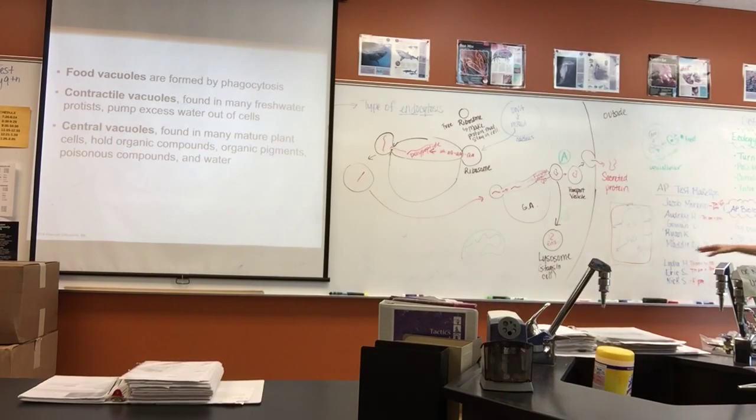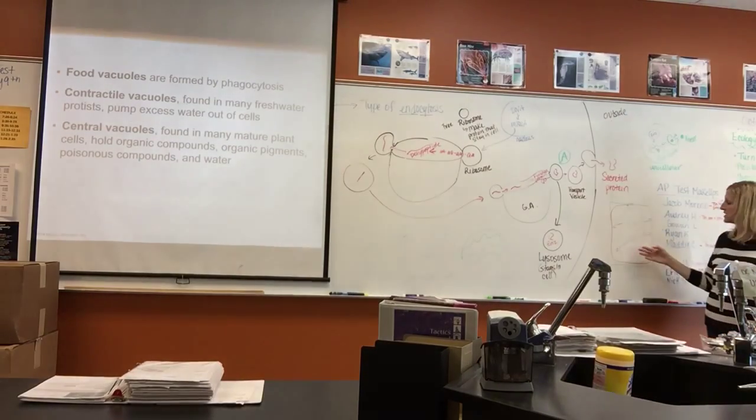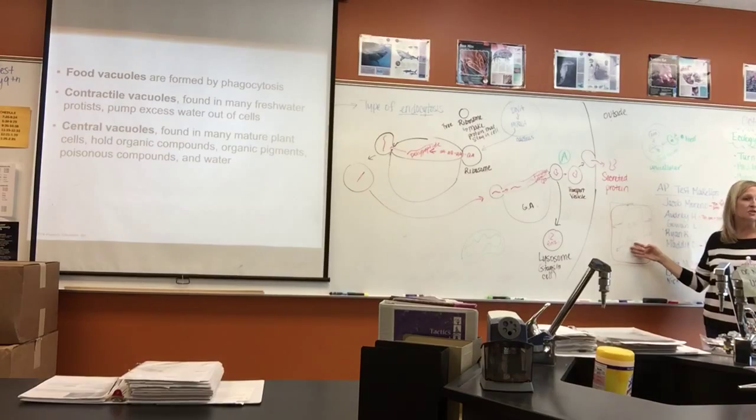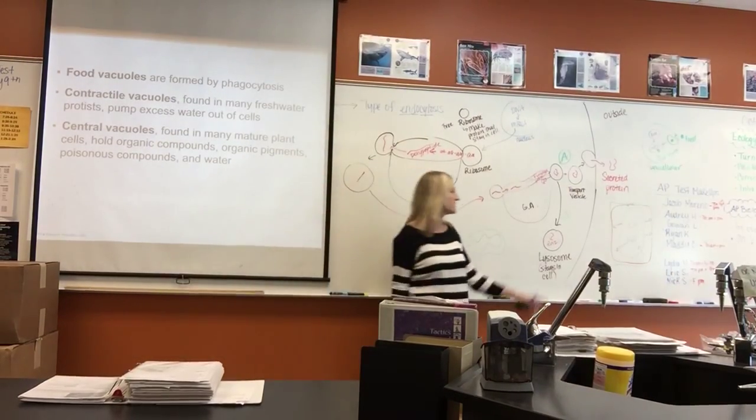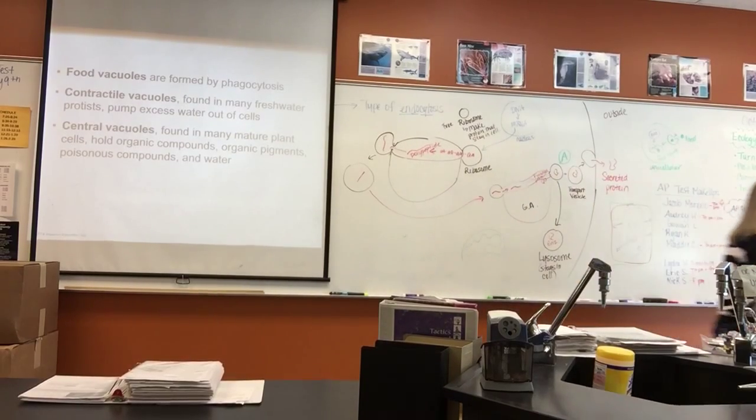Certain plants, like the petals of flowers that are red and yellow and so on, are also made out of plant cells. They have pigments in their central vacuole. That's the organic pigments that give them the color. So they have these pigments in the central vacuole that give them the color.